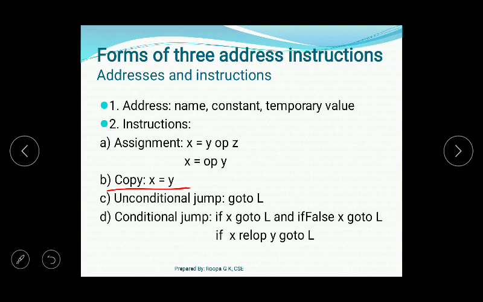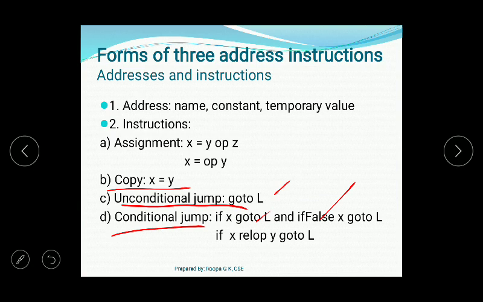Copy instruction, x is equal to y. That is also a 3-address form. Unconditional jump like go to L, or conditional jump like if x go to L, if the condition is true go to L, and if the condition is false go to L or some other label.